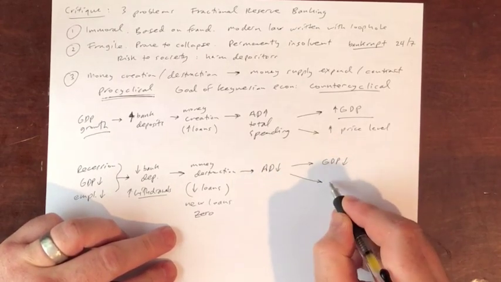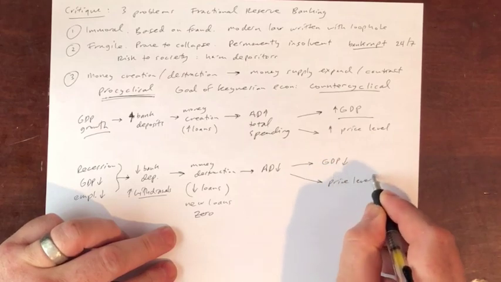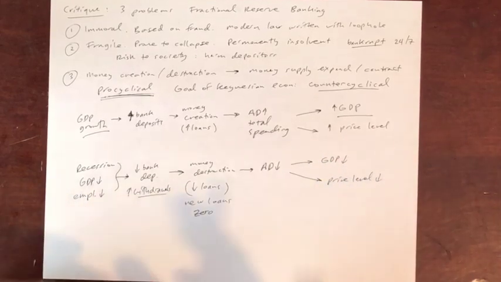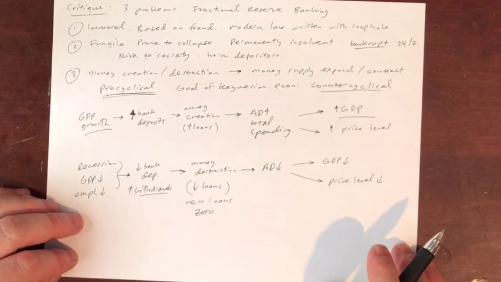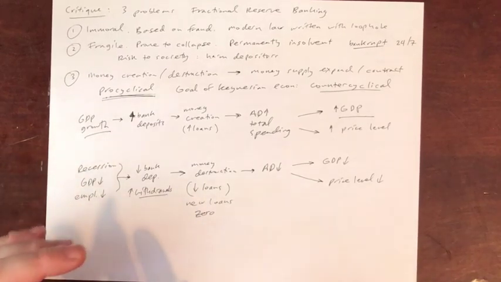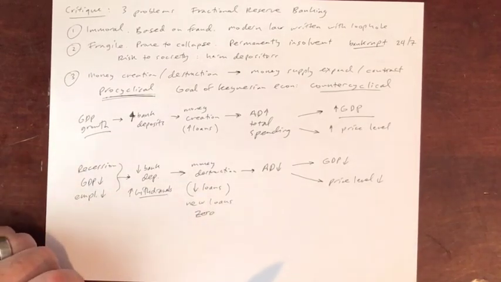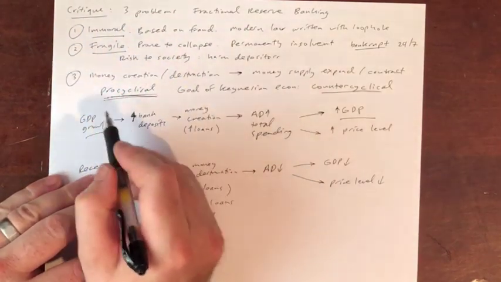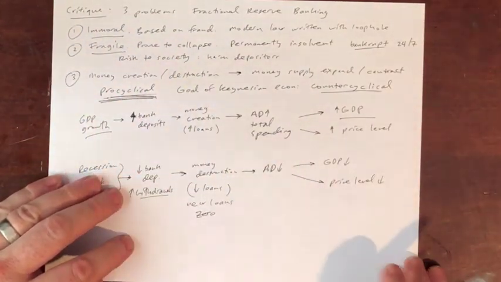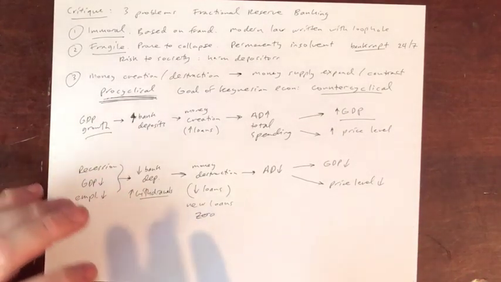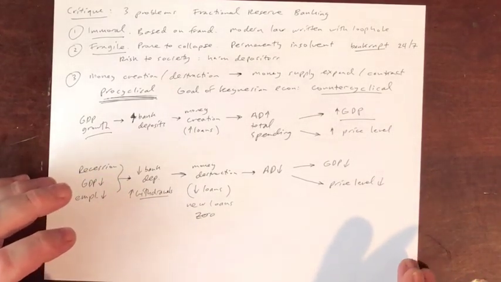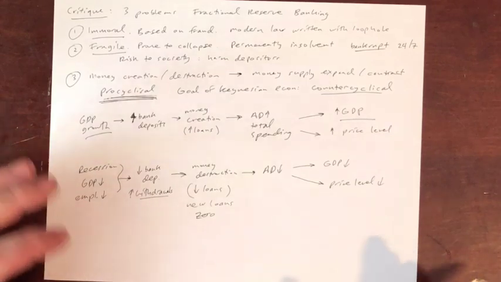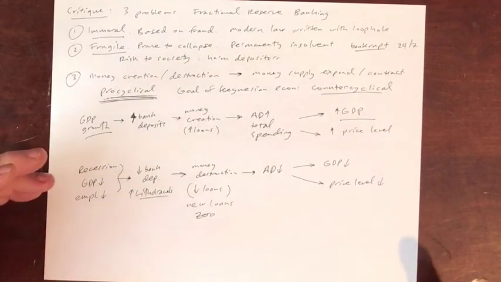GDP falls, and perhaps the price level falls again, depending on how close we are to full employment. Okay, so the three big problems with the fractional reserve system, right? The immorality of it, the fragility of it, and the pro-cyclicality of it. These are pretty severe problems, right? I mean, maybe it would make sense to redesign this system, right?